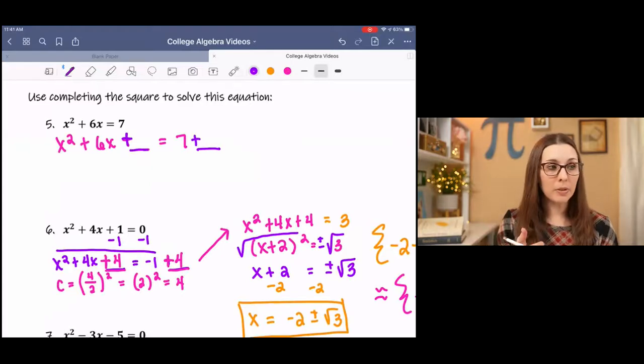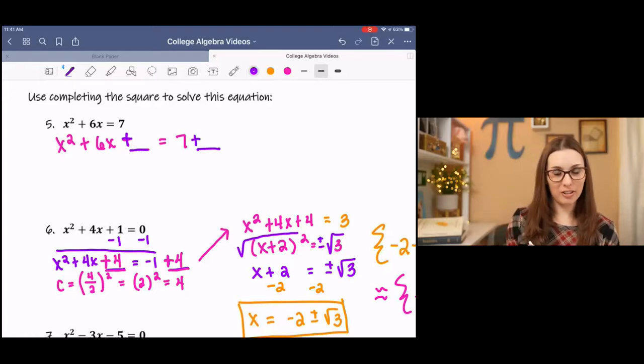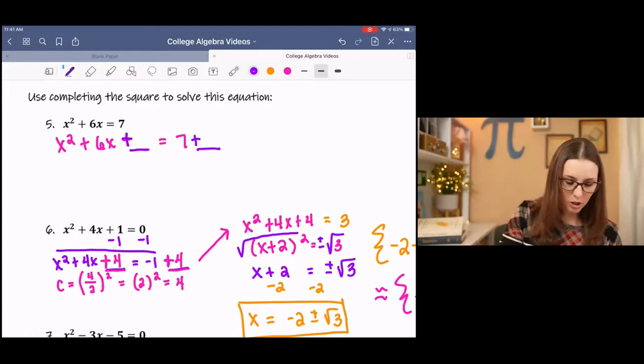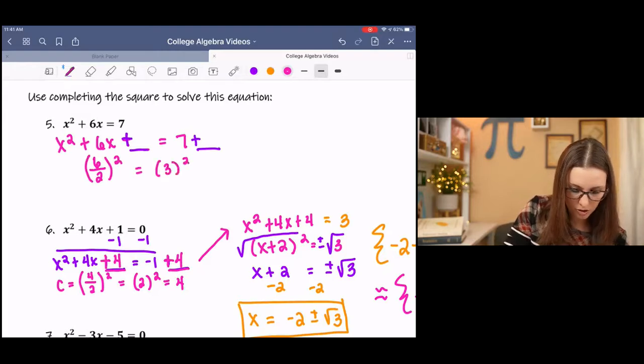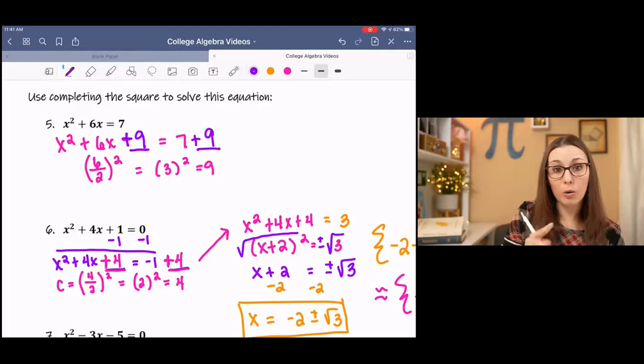And you might be looking at this and think, oh, there's a different method to solve this. And you may be right. But for the sake of this lesson, I'm wanting to practice completing the square. So I have to find my new c value, which means I'm going to do half of b and square it, which is 9. So 9 goes on both sides.